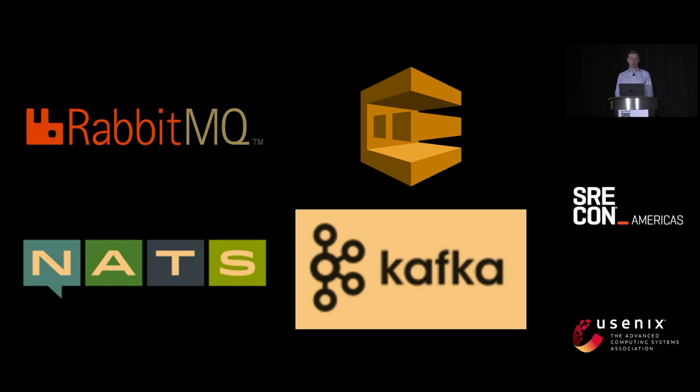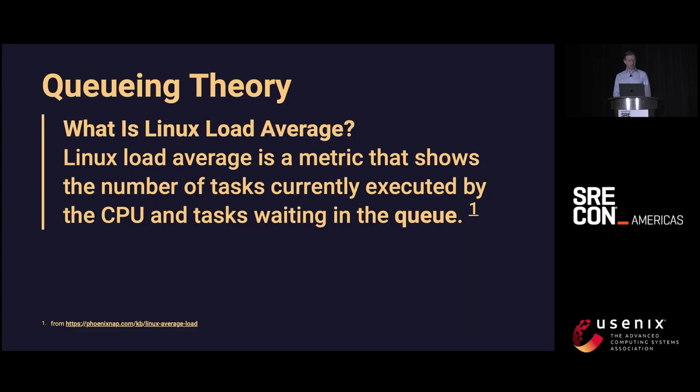Queuing happens anytime work can come into a system that isn't able to handle it immediately. It's how you manage transient mismatches between demand and capacity. So one example, if you look at the definition of the Linux load average, it shows the number of tasks currently executed by the CPU and tasks waiting in the queue, specifically the ready queue. One can imagine there's often more tasks that want to execute on a machine than there are physical processors or cores available to execute, so they must wait until they can run.